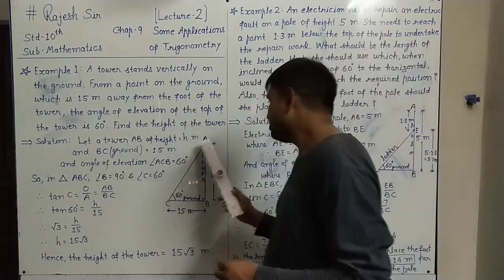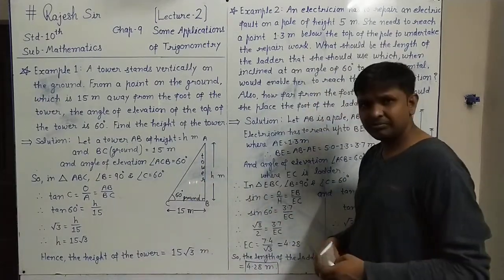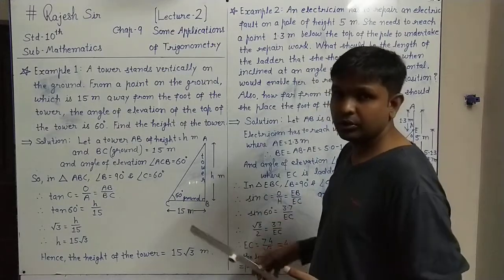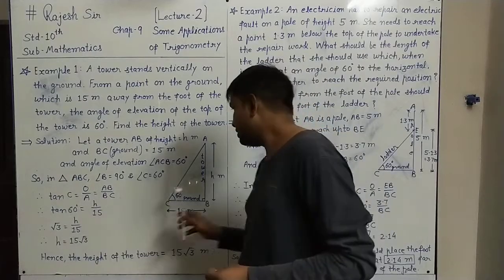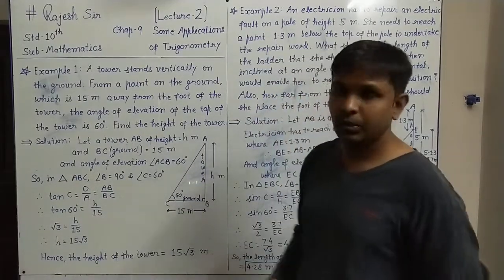The angle of elevation becomes angle ACB, which is 60 degrees. So you can see the triangle ABC in which the tower stands vertically, so it makes 90 degrees with the ground. So in triangle ABC, angle B is 90 degrees and angle C is 60 degrees, as given.